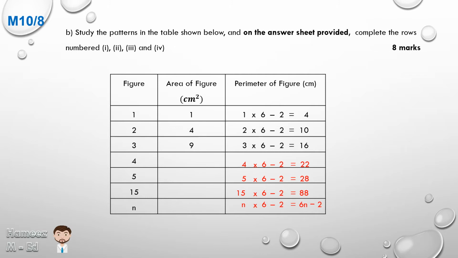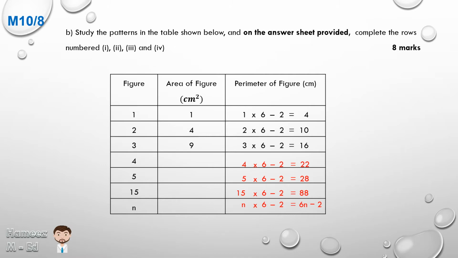Now for the area, how are we getting these numbers 1, 4, and 9? We can pick it up from the figure number. Figure 1 has the area of 1 because there's 1 square. Figure 2, the area is 4 because there are 4 squares. So we can say 2 2's are 4, or 2 squared is 4. 3 3's are 9, so 3 squared is equal to 9.